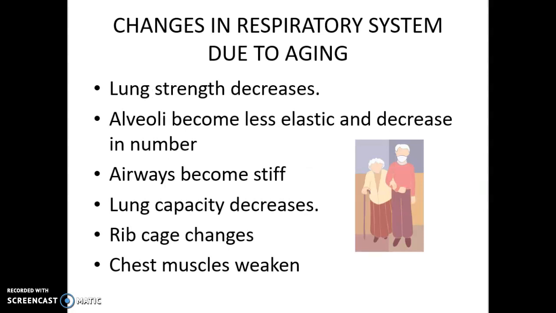Changes in the respiratory system due to aging. We know that the lung strength decreases, the alveoli become less elastic and decrease in number. So this can have that carbon dioxide getting trapped in the lungs. The airways become stiff, the lung capacity decreases, and the chest muscles weaken.